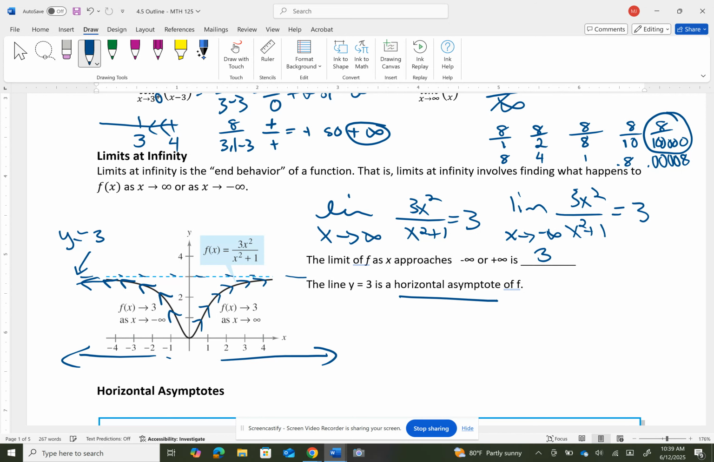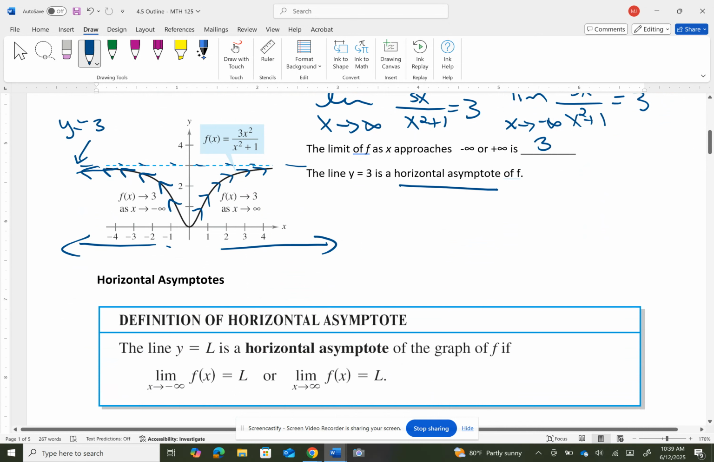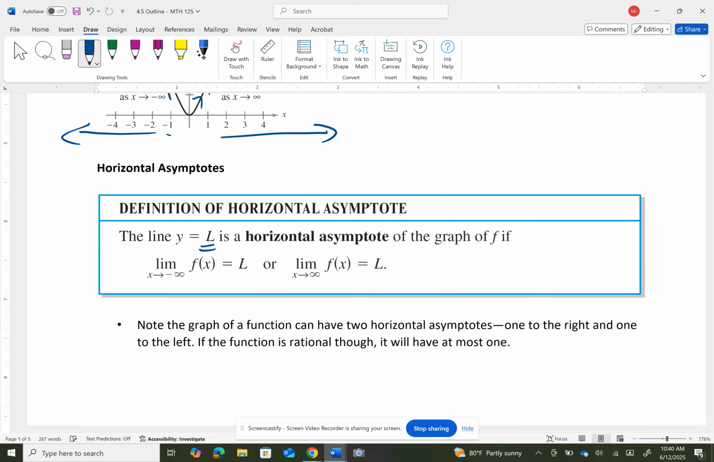All right, now horizontal asymptotes are defined. Okay, so y equals some number is going to turn out to be a horizontal asymptote if the limit of the function as you let x approach negative infinity equals that number, or the limit of the function as x approaches positive infinity equals that number. So note, the graph of that function can have two different horizontal asymptotes. It doesn't happen very often, but it can have two different horizontal asymptotes. One that shows what the function is doing to the right, and one that shows what's happening to the left.